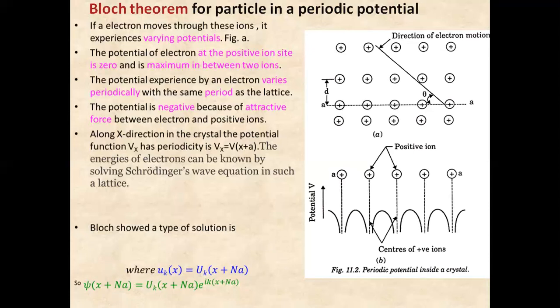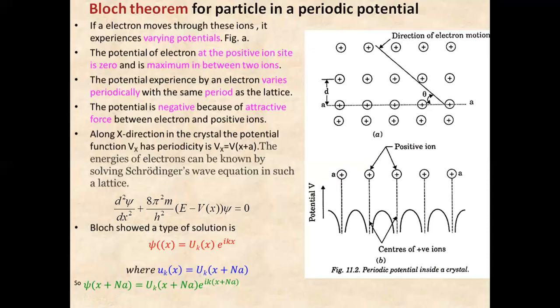Okay, now coming to another topic, it is about Schrodinger's wave equation. There is the time independent Schrodinger's wave equation: d square psi by dx square plus 8 pi square m by h square into E minus V of x into psi. Now here, this wave function, based upon the Bloch theorem, we can use this solution.